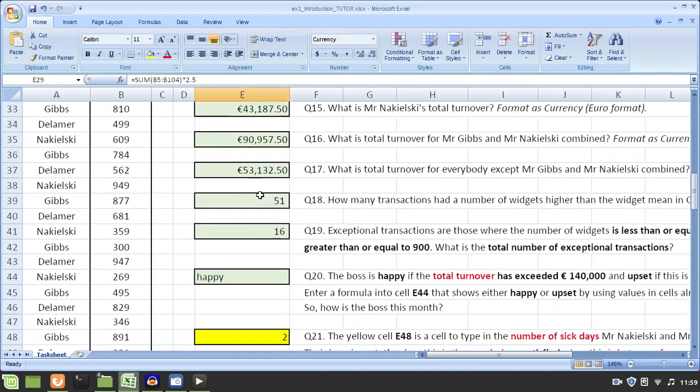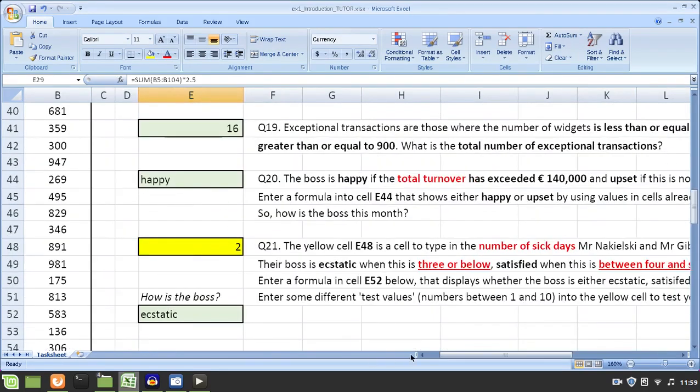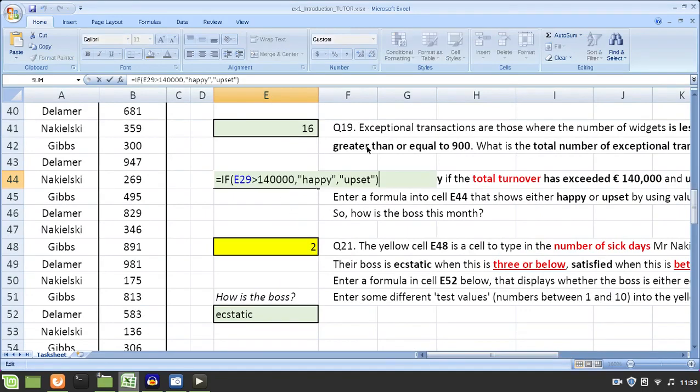So let's return here to question 20. The question says, how is the boss? Well, has exceeded is just another term for is greater than or is more than. And the boss is upset if this is not the case. So really the boss can only be happy or upset. That means there's two possible words that can appear in this cell, or two outcomes.